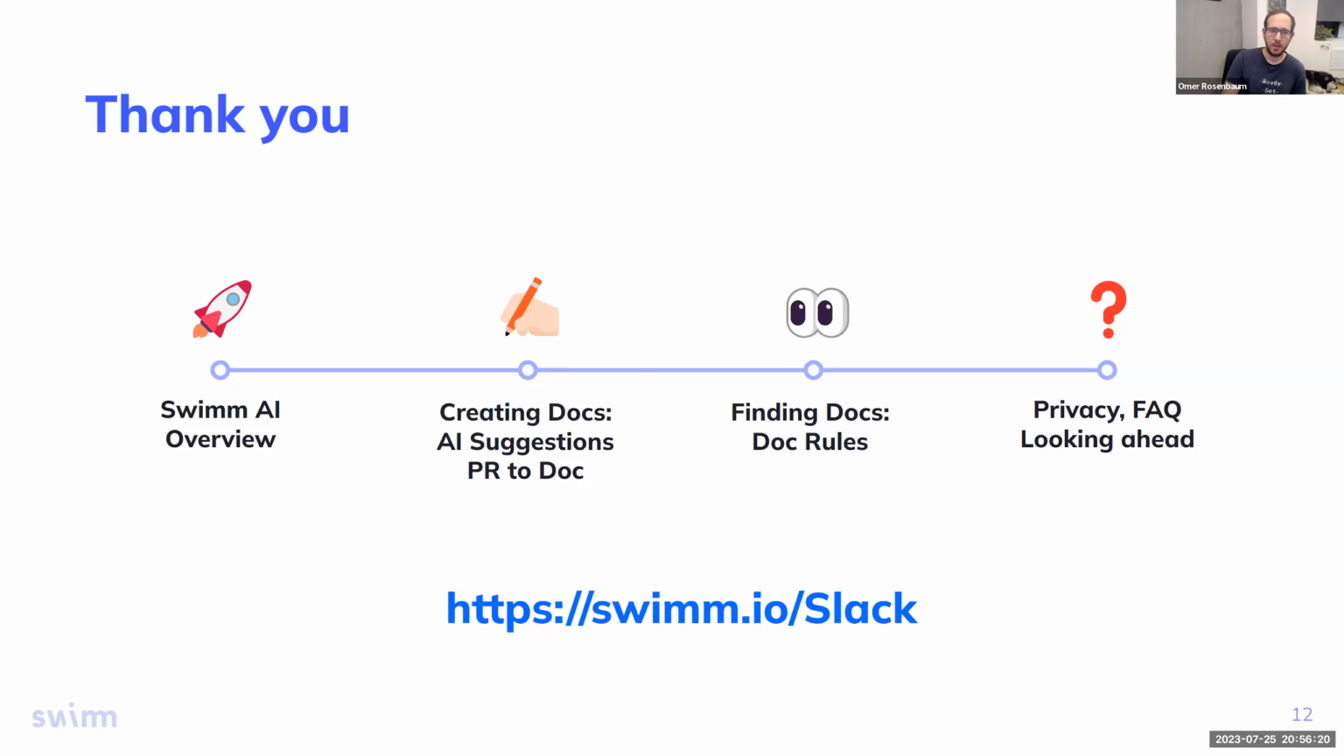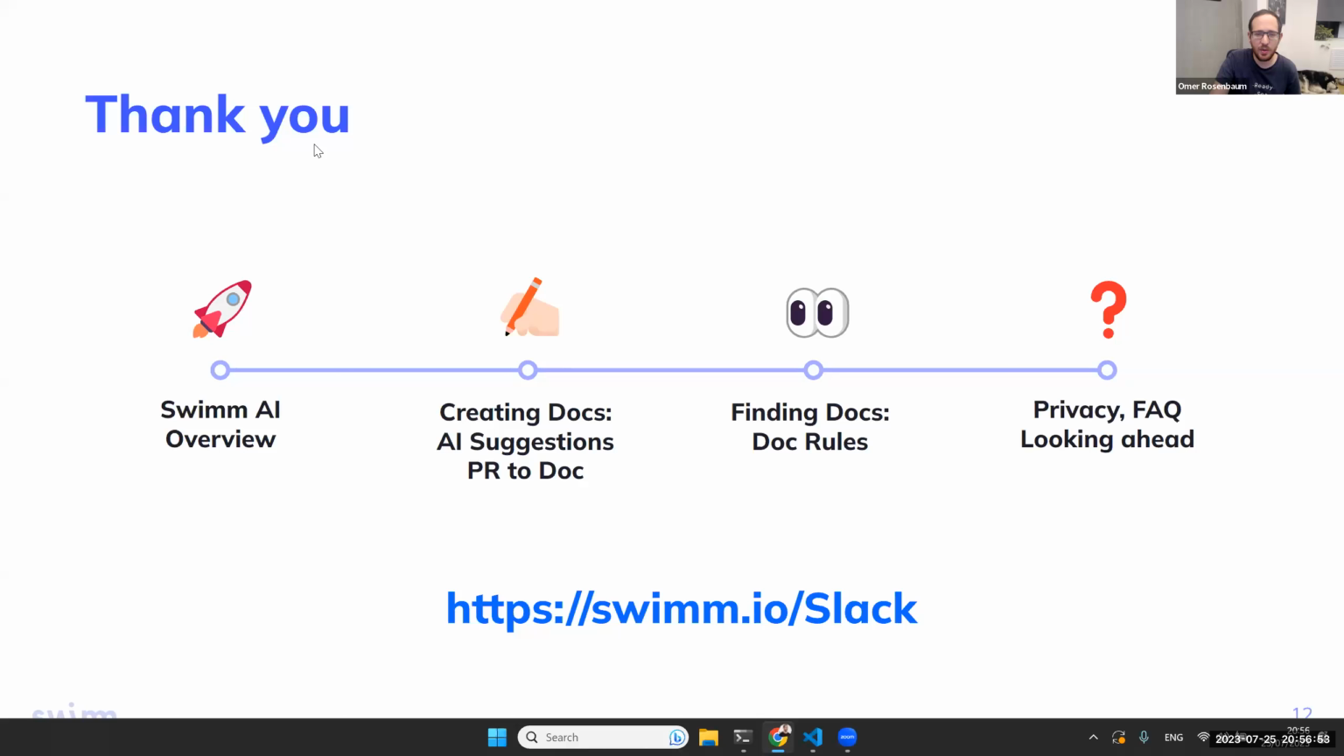So, we talked about Swimm AI. Specifically, we touched on creating documentation using AI suggestions and PR2Doc. We talked about finding documentation using doc rules with generative AI or without generative AI. We briefly discussed privacy issues and what's coming up when we look ahead. If you have any questions, please feel free to ask them now or later on our Slack community channel. I left the link here.